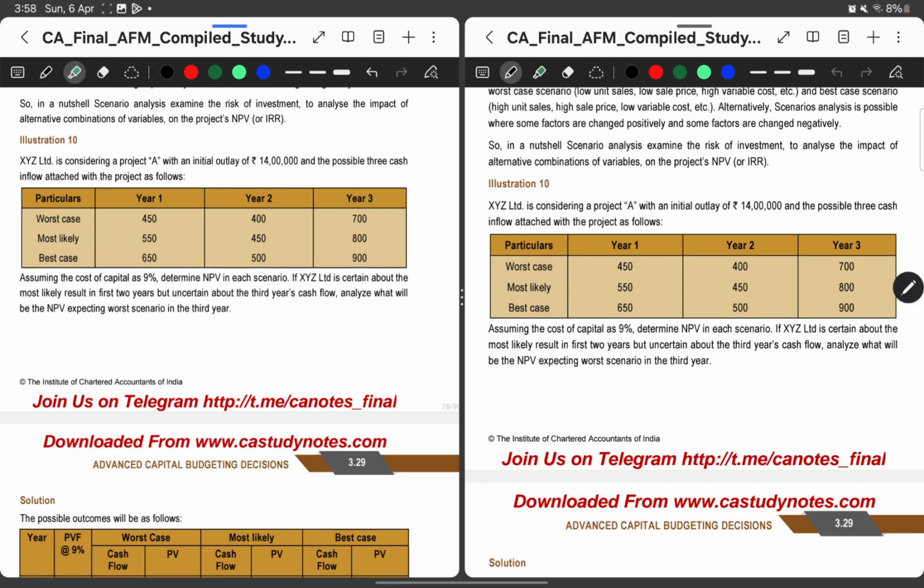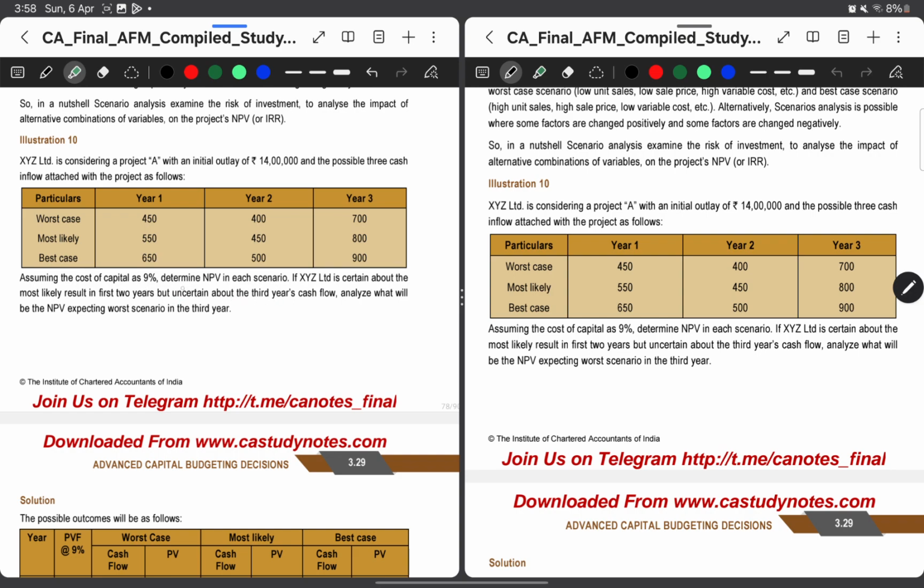So XYZ Limited is considering a project A with an initial outflow of 14 lakh, and the possible three cash inflows attached with the project are as follows. In year 1 they are projecting that the best cash flow they can get is 650 and the worst is 450, and in year 2 the best is 500, the worst is 400, and most likely 450, and year 3 the same. Assuming the cost of capital as 9%, determine NPV in each scenario.